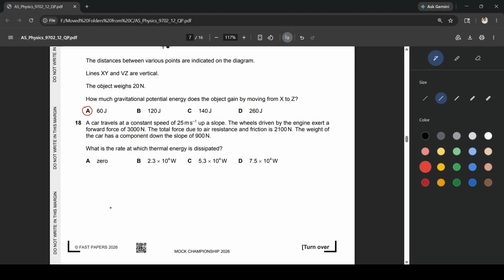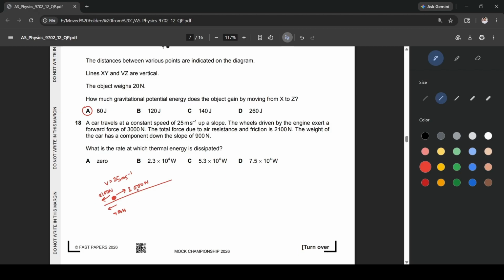Okay, so the car travels up a slope at a constant velocity of 25 meters per second. The forward force is 3000 newtons, and the force due to friction and air resistance is 2100 newtons, and the component of the weight is 900 newtons. We need to find the rate at which thermal energy is dissipated, which means the thermal energy produced by one of these forces.